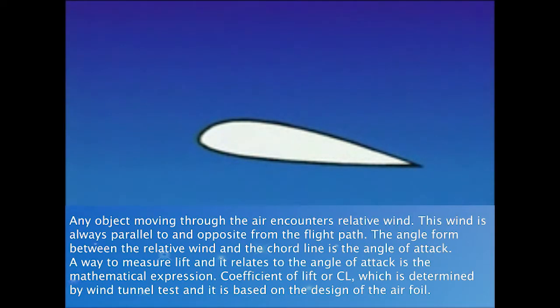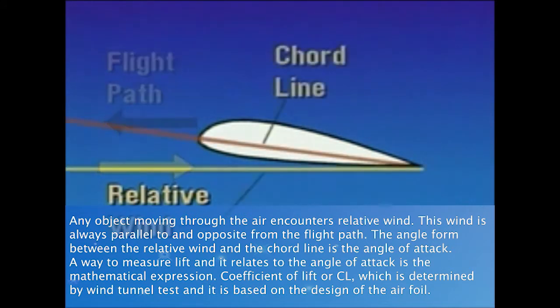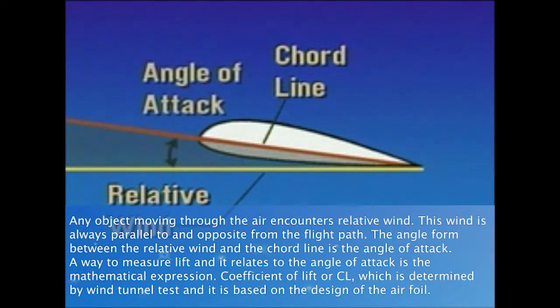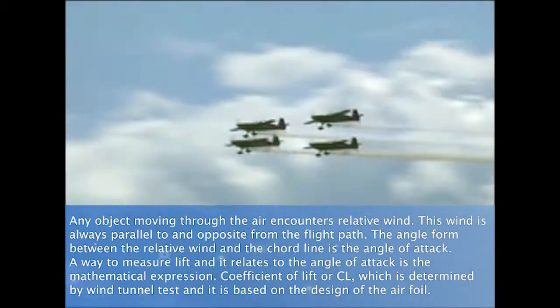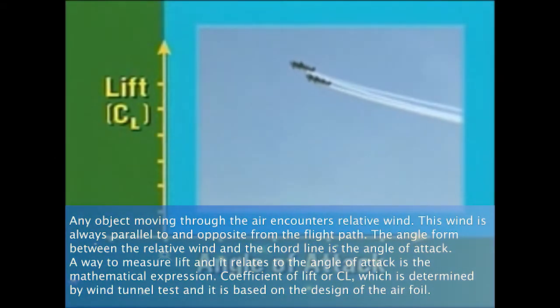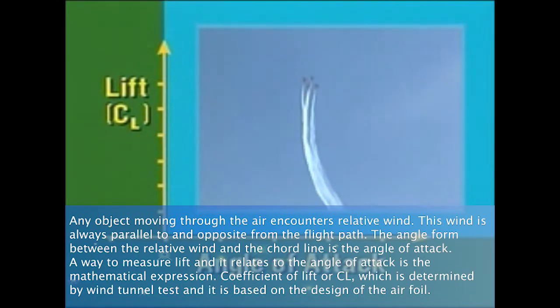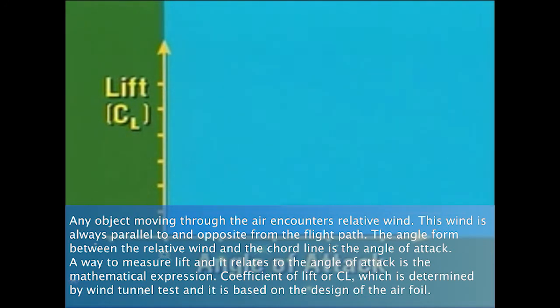Any object moving through the air encounters a relative wind. This wind is always parallel to and opposite the flight path. The angle formed between the relative wind and the chord line is called the angle of attack. A way to measure lift as it relates to angle of attack is the mathematical expression coefficient of lift, or CL, which is determined by wind tunnel tests and is based on the design of the airfoil.